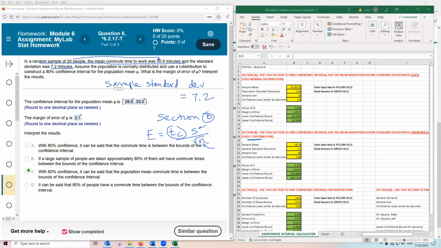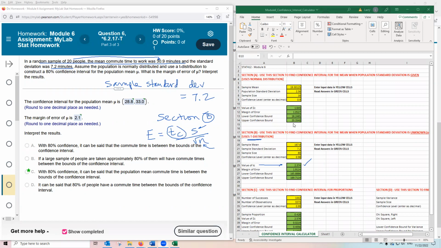t sub c is a number that corresponds to the confidence level. For example, if it's an 80% confidence level, that is going to allow you to look up t sub c. And here's t sub c. The formula you can see is in that cell. All right, so let's go to section B for this example.